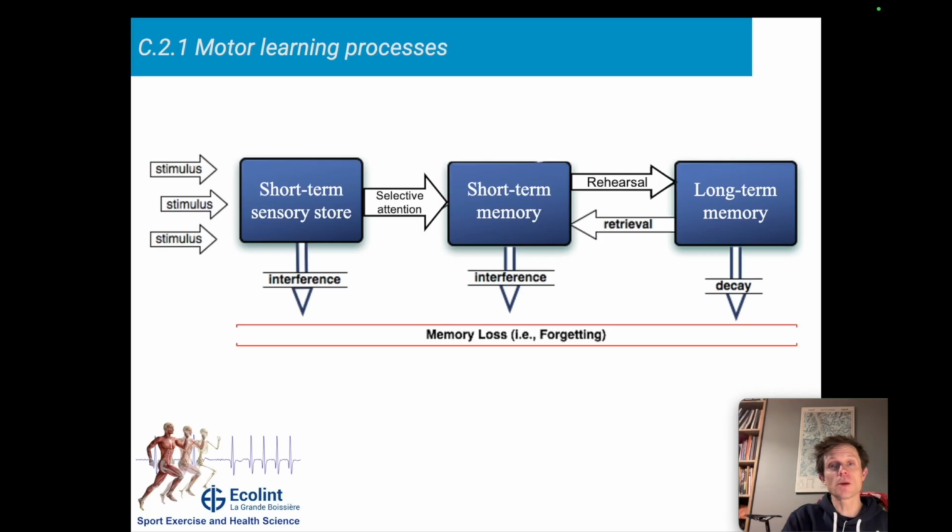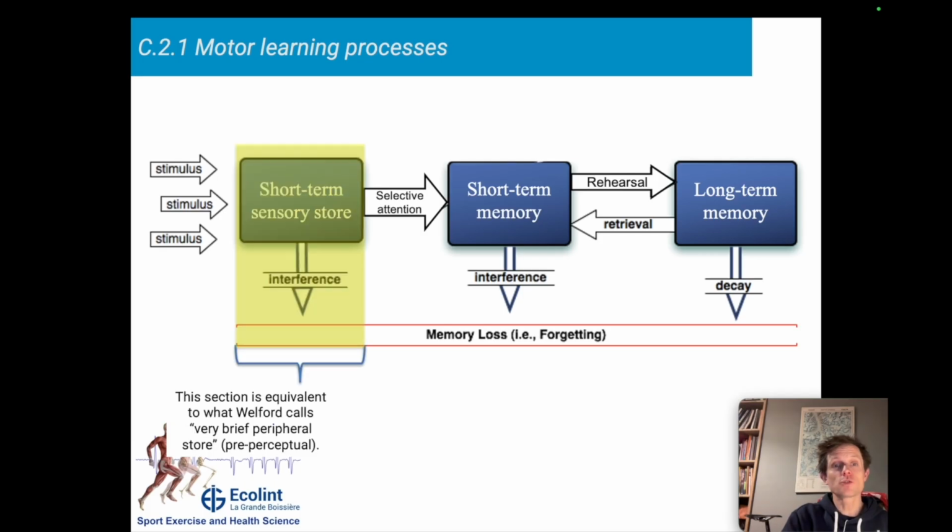What we can see then in terms of comparisons with Welford's model is we can see the short-term sensory store. And this is what is equivalent to what Welford refers to as a very brief peripheral store, a pre-perceptual store that Welford mentions but doesn't include in his model itself, so he includes it in his research. The selective attention filter, this is equivalent to the perception phase in Welford's model. This is where irrelevant information is filtered out and is not passed through to what Welford calls the short-term store.